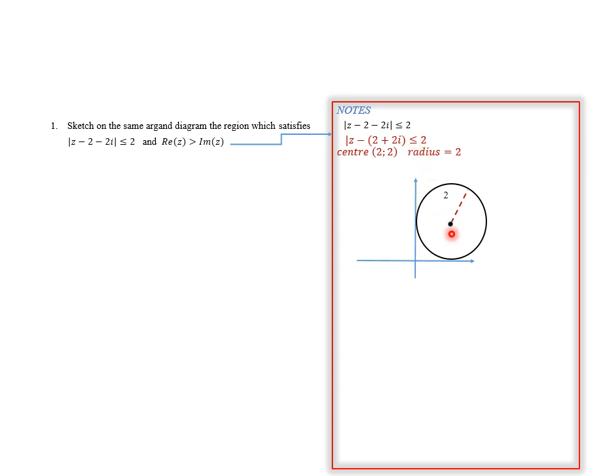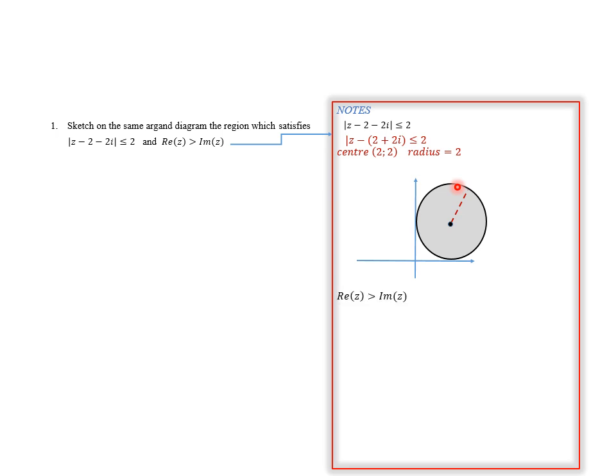Right, so now we need to shade the region. We need to shade the region which contains the points such that the distance from the center to any of those points will be less than or equal to 2. So the points will be inside the circle, because moving from the center to any point inside the circle, the distance will be less than 2, or moving from the center to a point on the circle will be equal to 2. So this is the first region that we have.